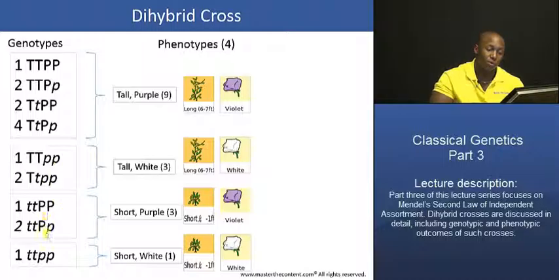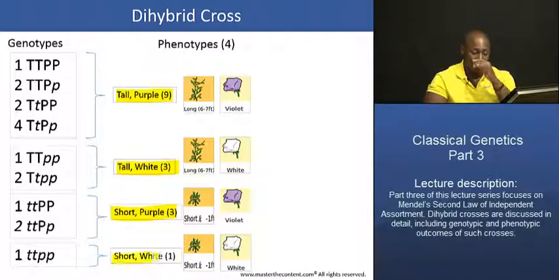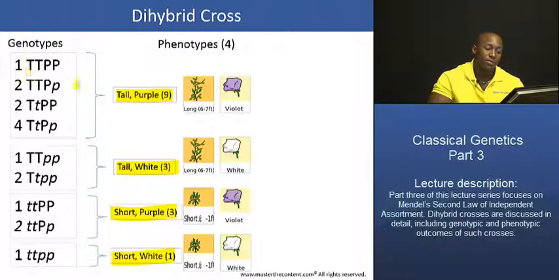That's 1, 2, 3, 4, 5, 6, 7, 8, 9, some of which occur more than once, as you can see in that grid. And these 9 genotypes produce 4 different phenotypes. Tall and purple, 9 of those in a ratio of 9. Tall and white in a ratio of 3. Short and purple in a ratio of 3. And short and white in a ratio of 1. So those are all the genotypes that will produce just those 4 phenotypes that we observe in the second filial generation, in the F2 generation.